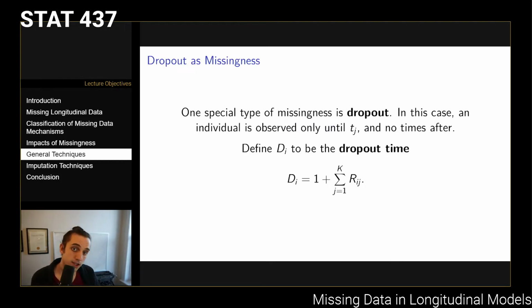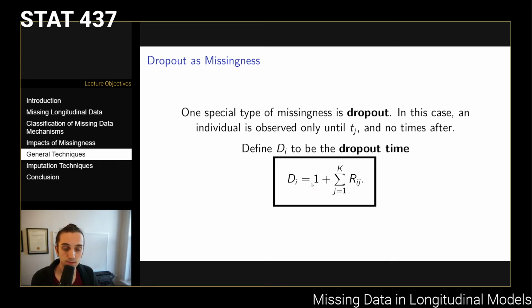We've talked briefly about dropout when I was introducing the different patterns, right? Dropout occurs when someone leaves the study and then does not ever return. We could think about defining this dropout indicator here, which is going to take a value that equals the last period of observation.